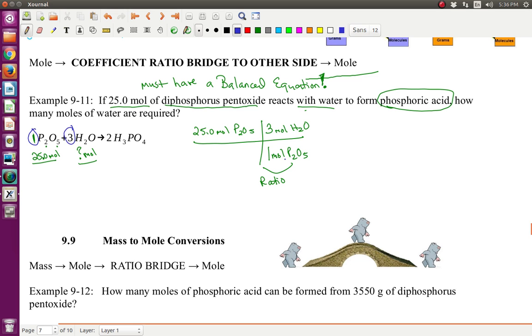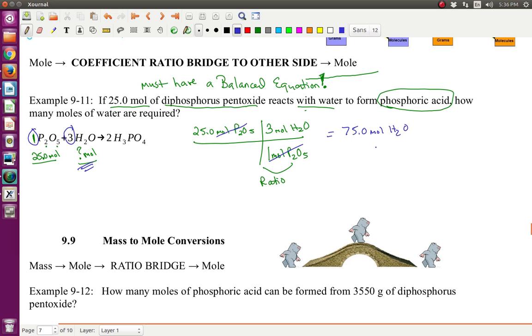I put the moles of diphosphorus pentoxide on the bottom because the question is how many moles of water. That means water has to be on the top. I have to cancel this stuff up here. Moles of diphosphorus pentoxide, moles of diphosphorus pentoxide. Now, 25 times 3 is 75 moles of water.